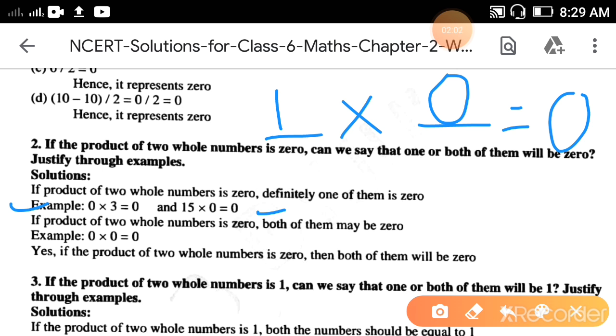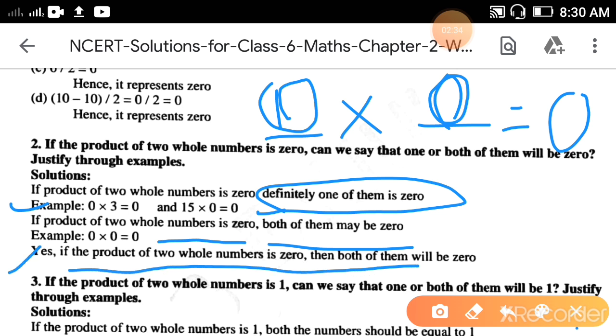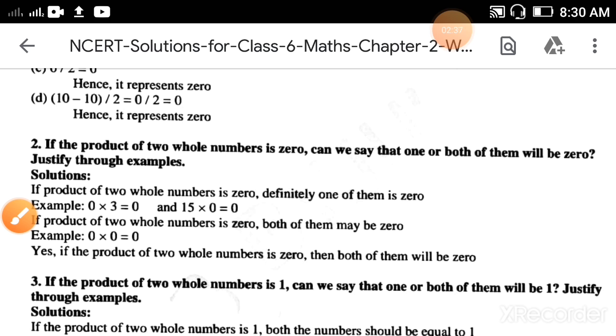So if the product of two whole numbers is 0, definitely one of them is 0. One number definitely will be 0. Then if here 0 and here also 0, then also you will get answer 0. It means if the product of two whole numbers is 0, then both of them may be 0. One definitely, both of them may be 0. So yes, if the product of two whole numbers is 0, then one or both of them will be 0.